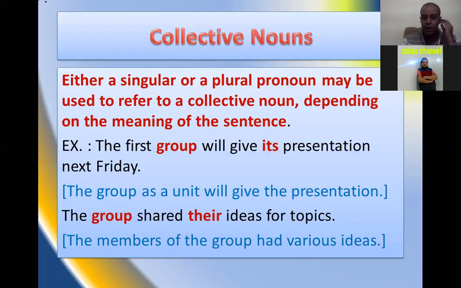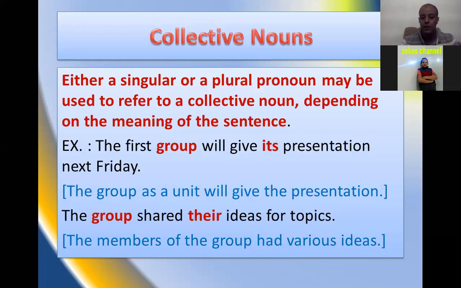Let's try to remember collective nouns. Collective nouns refer to a group of things or a group of people, and they are singular in form. For example, group, class, team, and whatever. Either a singular or plural pronoun may be used to refer to a collective noun, depending on the meaning of the sentence. For example, "The first group will get its presentation next Friday."